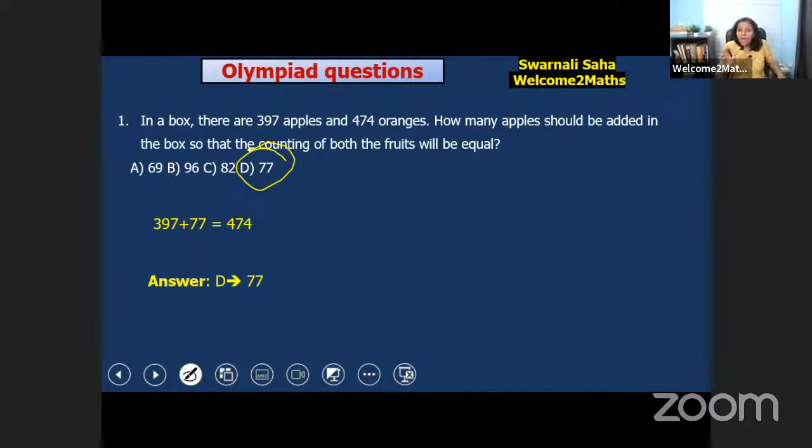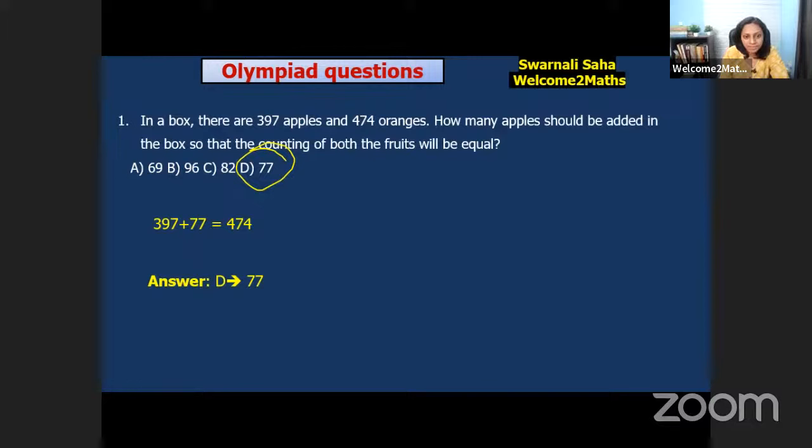Okay. So whenever you have option-based questions with such big numbers, what is the trick? Just add the ones place digit. That way you can get an idea about it and you will get your answer very fast. Okay. So it's 77, answer D. Very good. All of you have done right. So now let's move on. Let's solve one more question. Very good. So many answers. Wow. Very good.